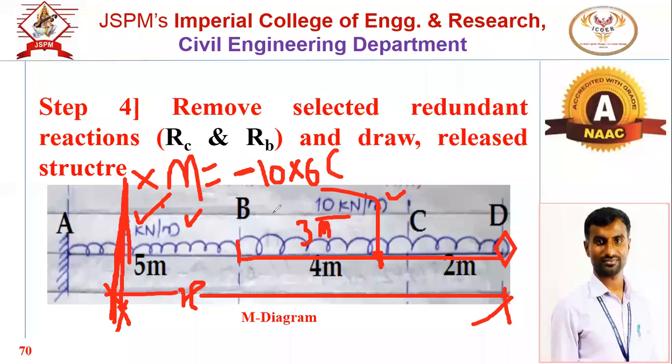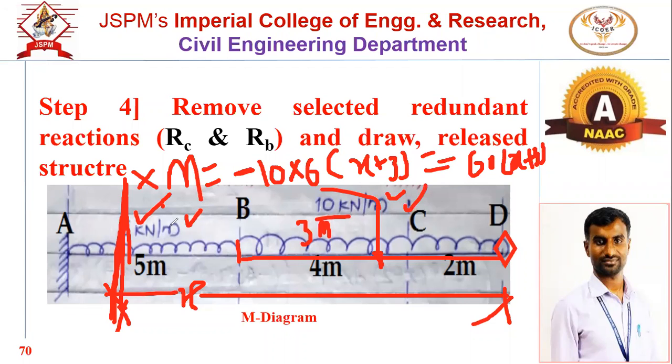What will the perpendicular distance be then? Perpendicular distance will be this 3 plus x. So convert the UDL into the point load: minus 10 into 6 in bracket x plus 3, or we can say minus 60 in bracket x plus 3. This is for this 10 kilonewton.